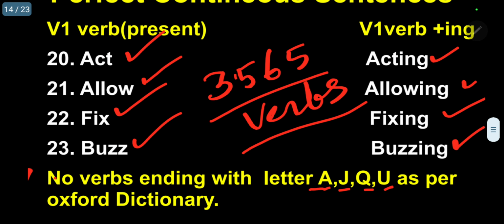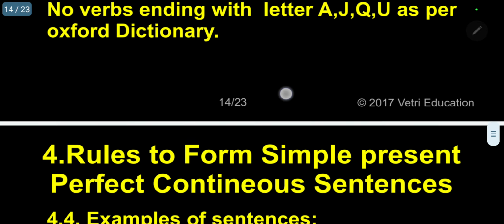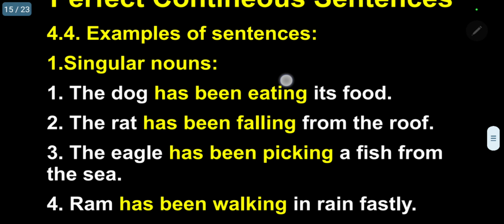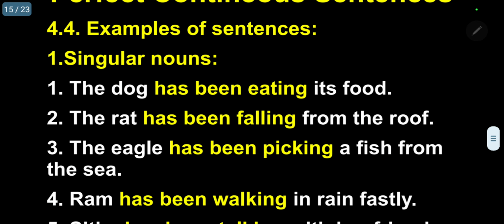So my conclusion is, out of 3,565 verbs observed from the Oxford Dictionary, only the letter A, letter J, letter Q, letter U is not coming as an ending letter in the verb. All other examples I have given in the list along with the continuous form. Please follow. The next one, 4.4 examples. So I have given the 4.4. Now I am giving the sentence examples.